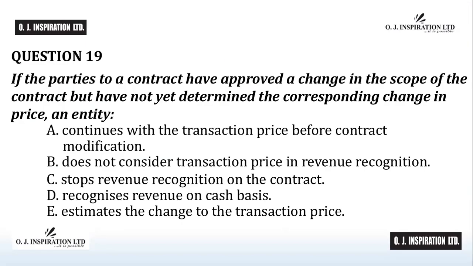Question number 19. The answer to question number 19 is E. Estimate the change to the transaction price. If the parties to a contract have approved a change in the scope of the contract, but have not yet determined the corresponding change in price, an entity estimates the change to the transaction price arising from the modification in accordance with the provisions of IFRS 15. E is the answer to question number 19.